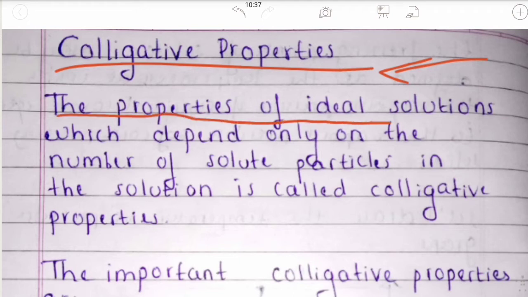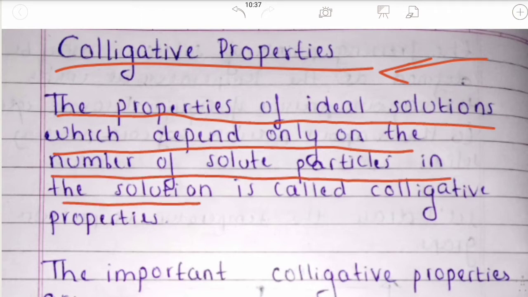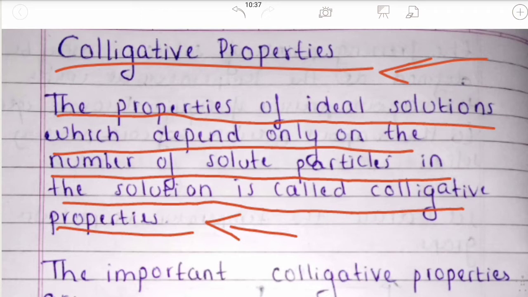The properties of an ideal solution which depend only on the number of solute particles in the solution are called colligative properties. Colligative properties are the properties of ideal solutions. What are ideal solutions? Ideal solutions are the solutions which obey Raoult's law. These colligative properties mainly depend on how many solute particles are present in the solution. Let us discuss these properties one by one.